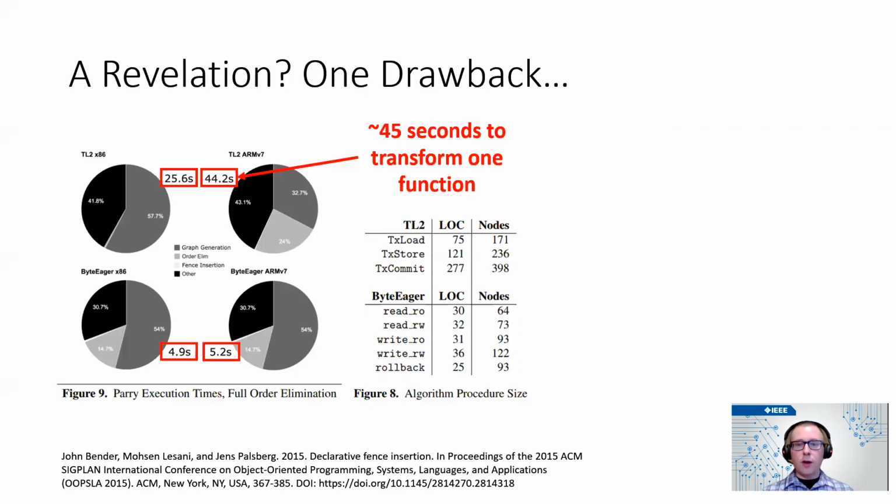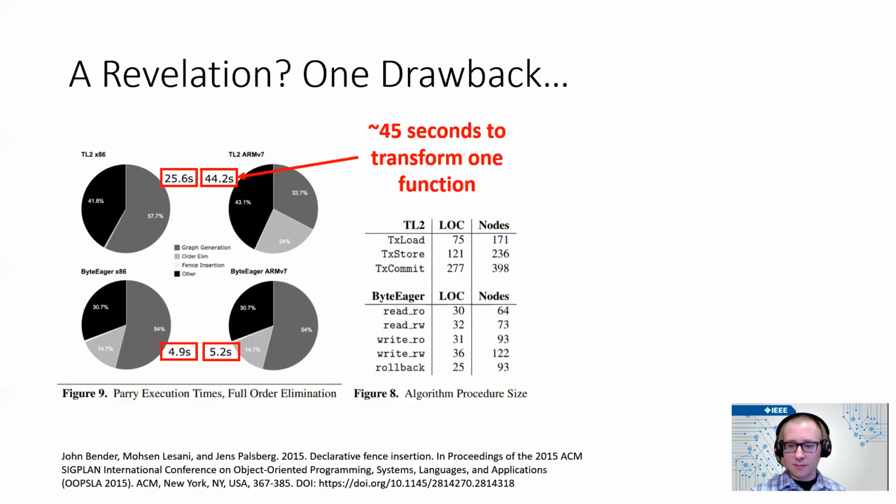Now, one unfortunate drawback of this approach is that there is a lot of complexity. It is a very demanding algorithm. The paper's authors observed that to apply it to a single function, not even a very large function, just a couple hundred lines of code, could take anywhere from roughly 5 to 45 seconds. So it would seem on the surface that this approach might be infeasible if you wanted to implement it in a compiler.